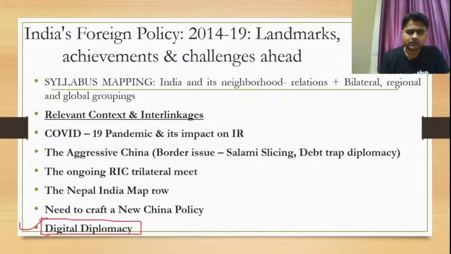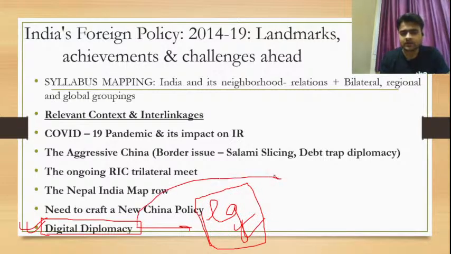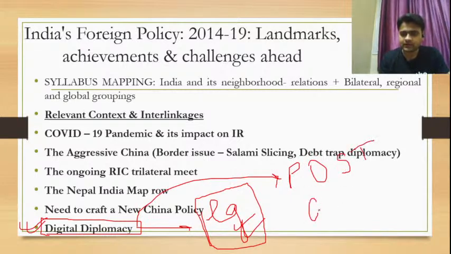Then the last interlinkage is digital diplomacy. Again, a very, very important point. Give me some examples for digital diplomacy. Let me check whether you all are aware and alert with whatever is happening. And this is becoming more prominent because of post Covid, okay. And Covid and after Covid, this digital diplomacy is gaining much currency. So give me the example of the same.